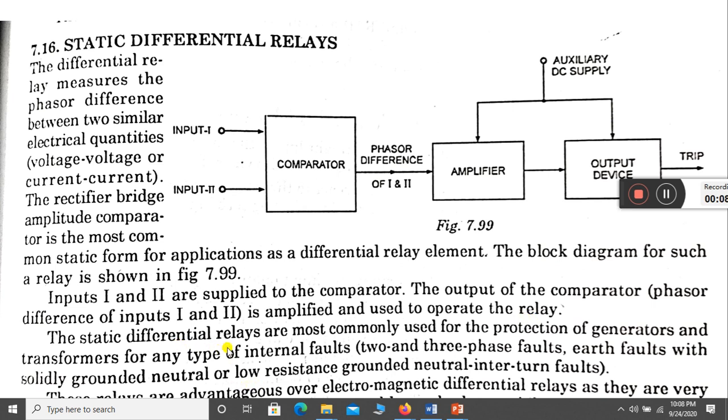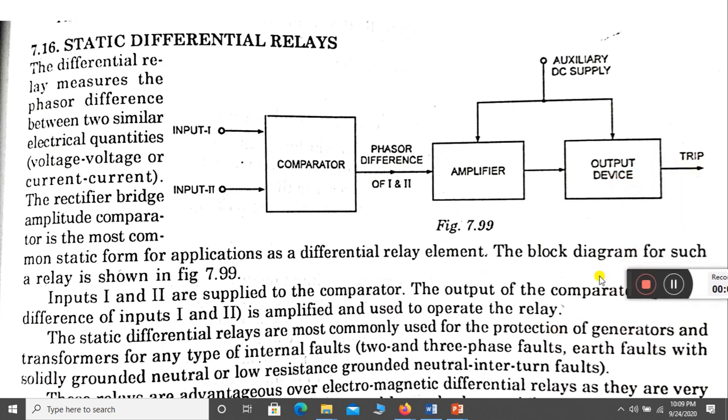Static differential relays are most commonly used for protection of generators and transformers against internal faults, that is two-phase and three-phase faults, and faults with a solidly grounded neutral or low resistance grounded neutral. These are the applications of static differential relays.